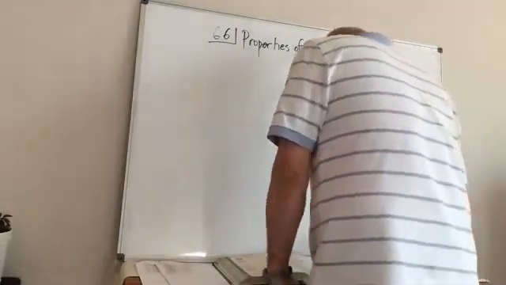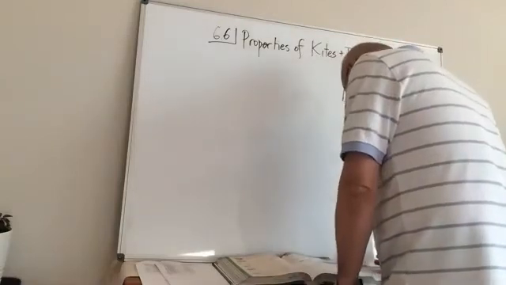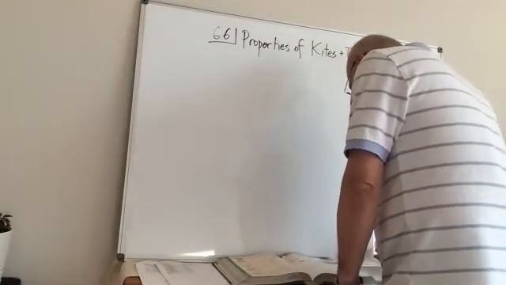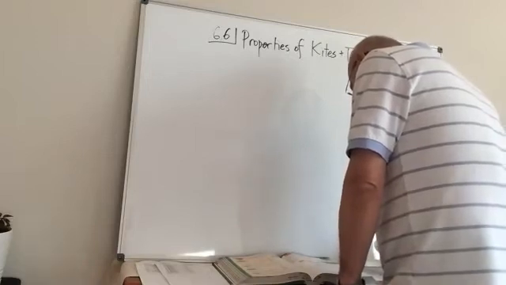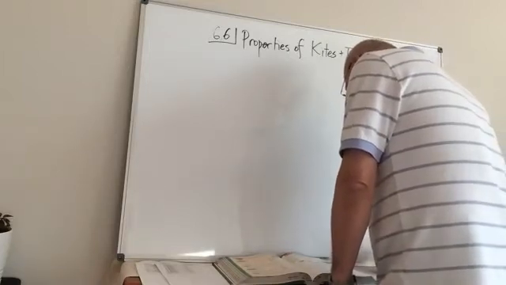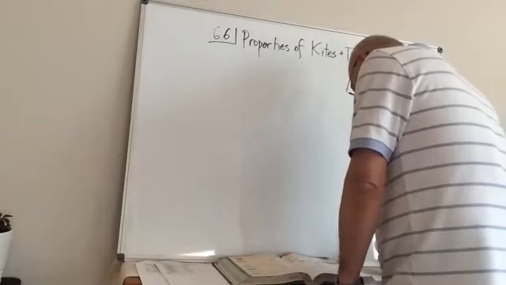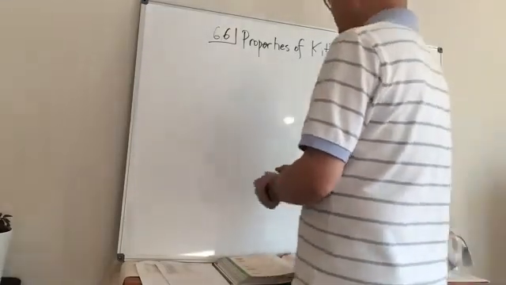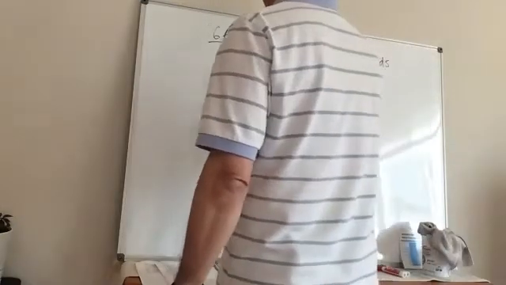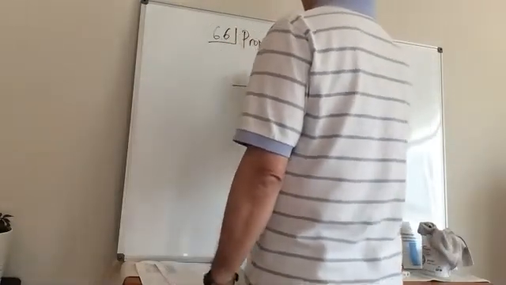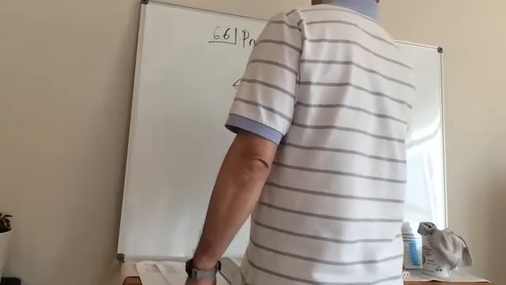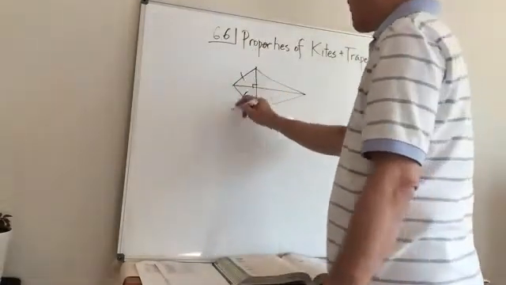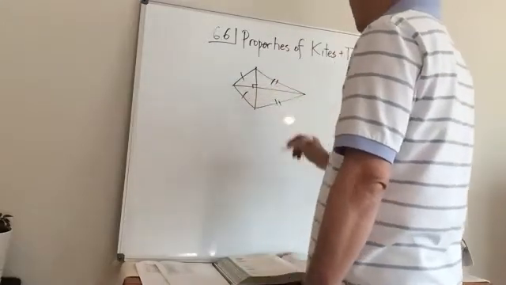Okay, so let's go to 6.6-1 on page 439. If a quadrilateral is a kite, then its diagonals are perpendicular. Okay, so just like I showed before, these here are going to be perpendicular, like that. This guy and this guy are congruent. These two are congruent. That's a kite.